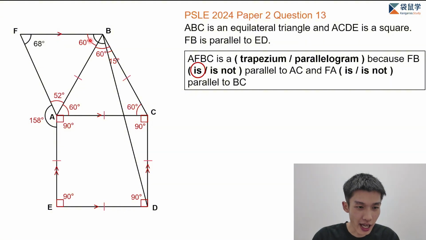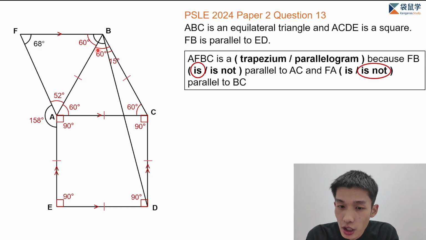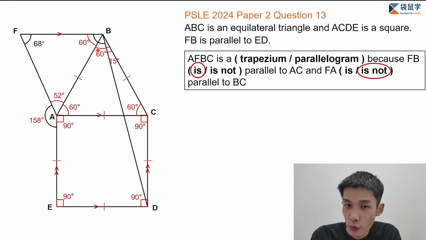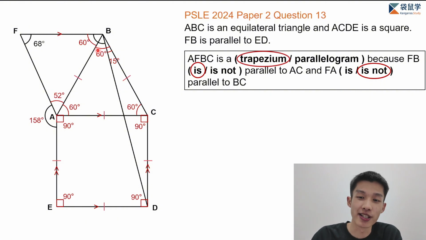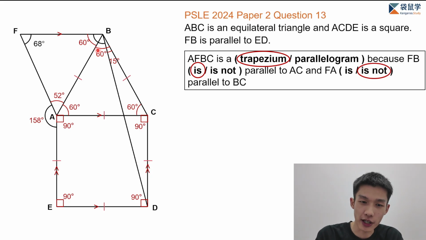So for FA and BC, the Z shape will be over here. We have 52 degrees and the other one is 60 degrees. Oh, it's not the same. So are they parallel? No. So we need to label it's not. So is it a trapezium or parallelogram? We only have one pair of parallel lines, that means trapezium. Solved. And that's how we can prove it. We can just think of what if it is parallel, what will happen, what will be the conditions?